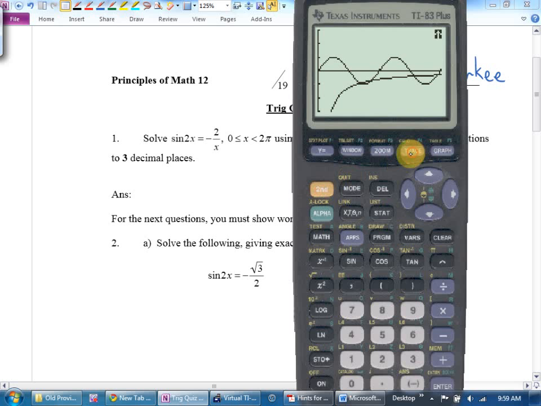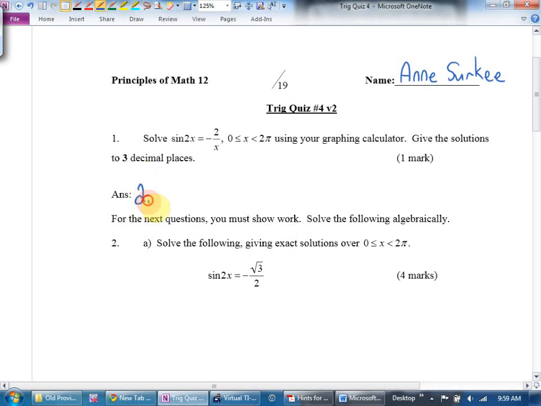Second function, calculate intersection. First curve, enter. Second curve, enter. Guess. Let's find the left-hand one first. Right there-ish. Enter. Don't forget to hit enter. Your guess is only an approximation. It's when you hit enter that it uses that approximation to find a better solution. Three decimal places, 2.162. There's one answer.